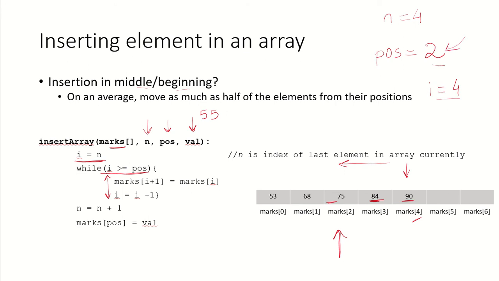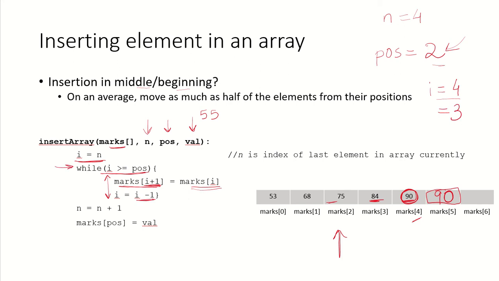So we enter the loop. We say marks[i+1]. That means the element at the next position, this one, we say it is equal to the element in the previous position, which is marks[i]. So this becomes 90. This still exists over here. It has not been overwritten. But the next position is also holding the same value. After that, we decrement i by 1. So now i becomes 3.